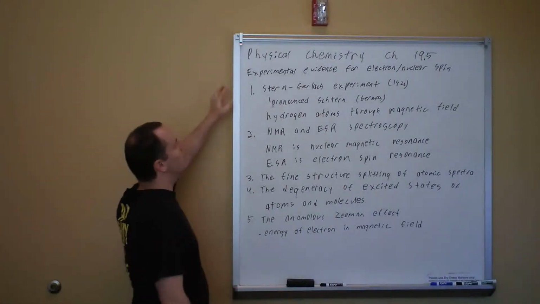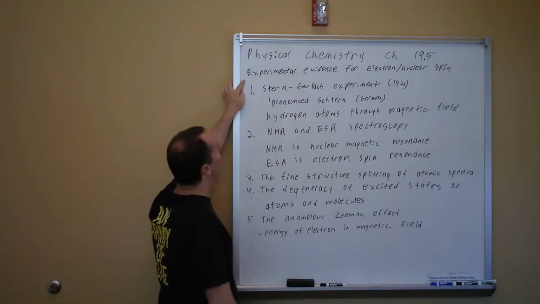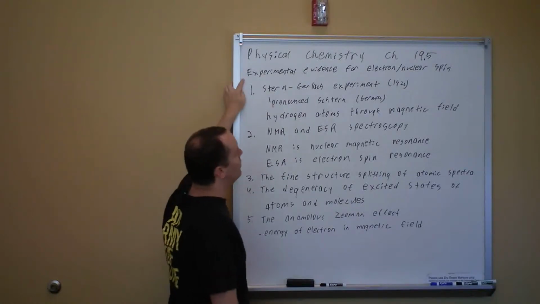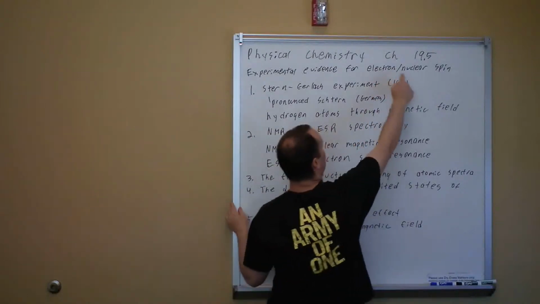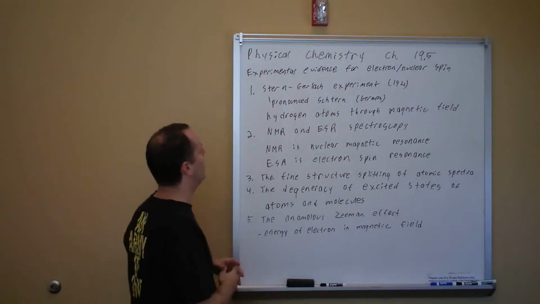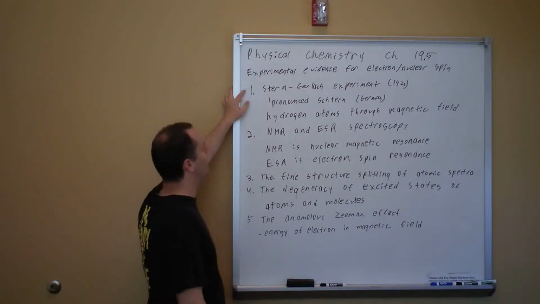Continuing on physical chemistry, chapter 19, section 5. So let's talk about some of the experimental evidence that there is such thing as electron spin or nuclear spin. These two things aren't the same thing, but they're similar. Obviously, we're going to be mostly talking about electron spin, because that's what is of interest to a chemist.